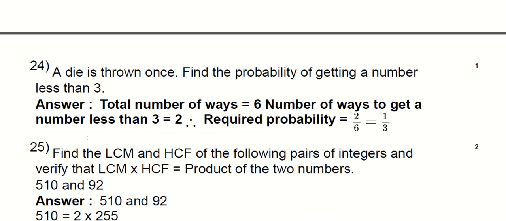A die is thrown once. What is the probability of getting a number less than 3? A die has 6 sides: 1, 2, 3, 4, 5, 6. Less than 3 means only 1 and 2, so 2 out of 6, which is 1 by 3.